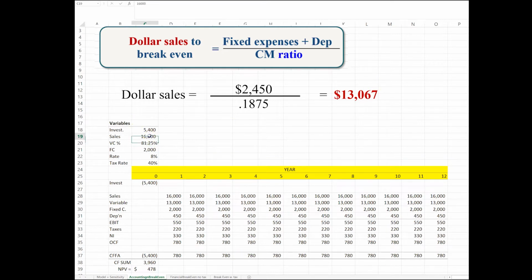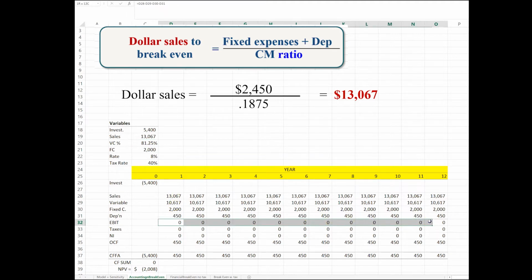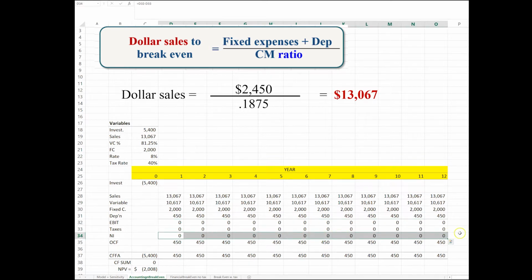If I change this to my accounting dollar sales to break even, 13,067, you see all that changes. My variable costs are a percentage of my sales, of course. My fixed costs are fixed at $2 million. And so sales minus variable costs minus fixed costs minus depreciation, at this level of sales gives me zero EBIT. Because I have zero EBIT, I pay no taxes, and I have zero net income. So I have zero accounting profit. And this is the level of sales at which I make zero profit.